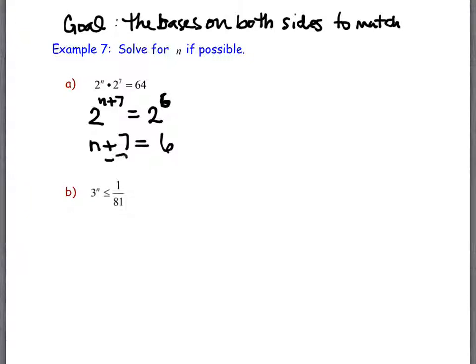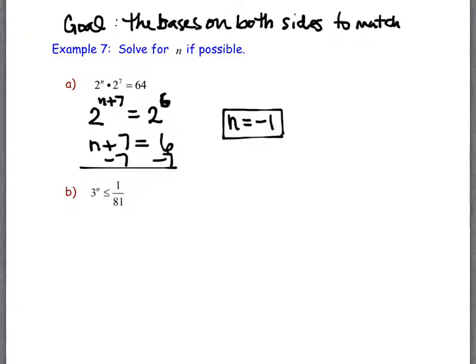And then we just did in the last little bit over here the ability to subtract that 7. So what does n equal? What is it? Negative 1. You got it. n is equal to negative 1. And you could check it out, right? I mean, you could take your calculator and take 2 to the negative 1 times 2 to the 7th, and you can see that in fact you will get 64. It will work. Okay.